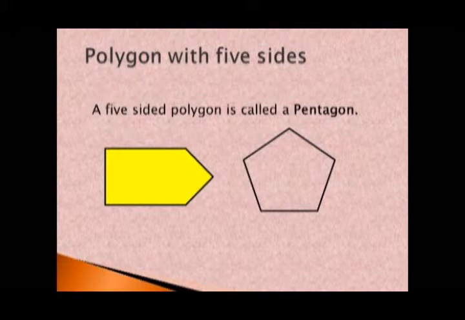Polygons with 5 sides. A 5-sided polygon is called a pentagon. Here we have illustrated 2 pentagons. Can you tell how many angles are in each of these pentagons? If you said 5, then you are correct. A pentagon has 5 sides and 5 angles. Let's now look at the polygon with 6 sides.